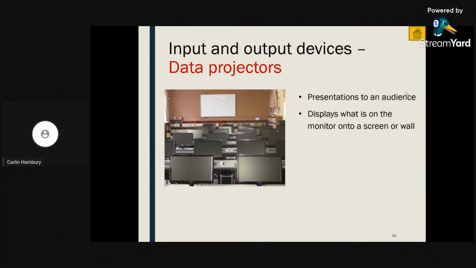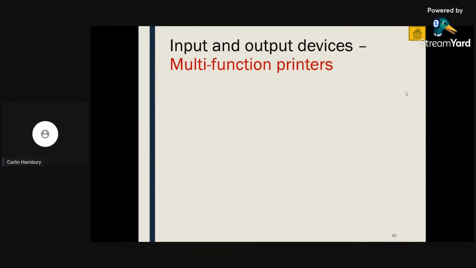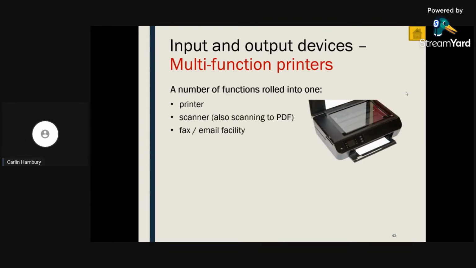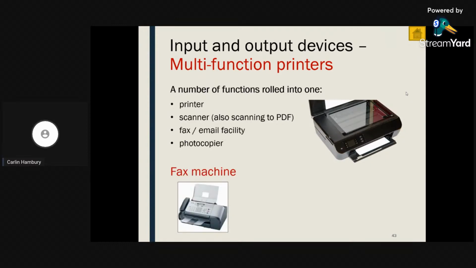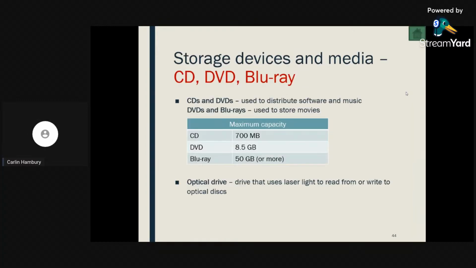Okay, our data projectors, we are connecting our PC so that we get output from the projector onto a screen. So whatever's on our normal screen will display against the wall or on the bigger screen. We have multifunction printers, which simply means that you have a printer that can do more than just print. It can print, scan, fax, photocopy, all of these things in one.